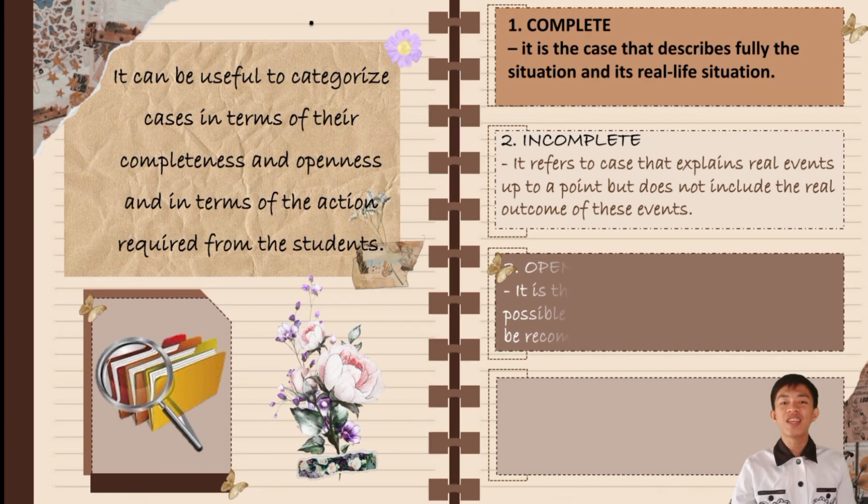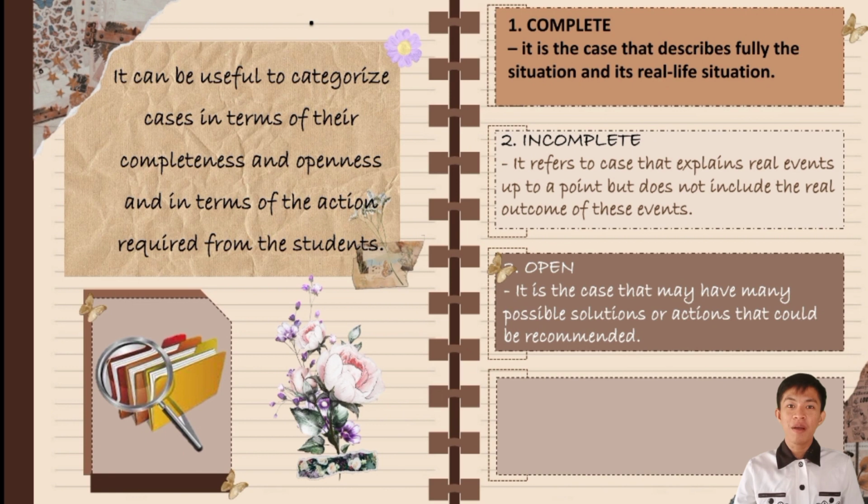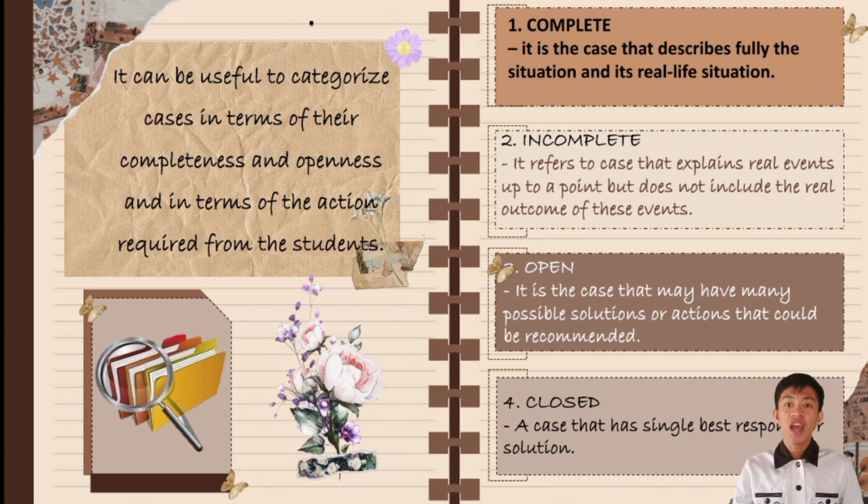The third category is the open category. An open case has many possible solutions or actions that could be recommended, where the case is wide open with suggestions coming from different perspectives and various ways. And then the fourth category is the closed category. A closed case is the opposite of the open case because it only has a single response or solution.